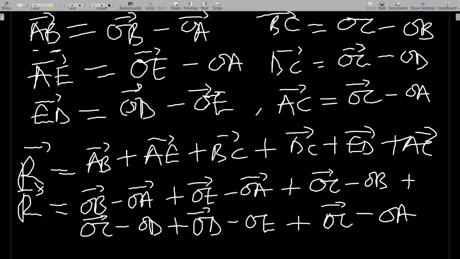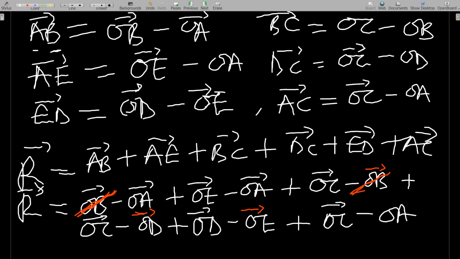Now let's do some cancellations here. Realize that we have OB, which is positive here, and it can cancel this negative OB. I didn't bring the arrows since these are vectors, so pardon me with that. So you can cancel OB and OB: positive OB and minus OB will cancel themselves.